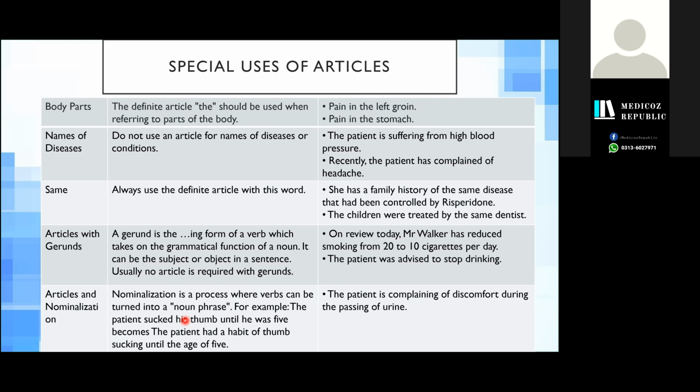The next is the name of diseases. Do not use an article for the name of diseases or conditions. For example, the patient is suffering from high blood pressure. Recently, the patient has complained of headache. We cannot say, the patient is suffering from the high blood pressure. This looks very odd if you read the sentence out by yourself. I think most of you must know this, that we cannot use the or any article before any condition or any name of the disease.